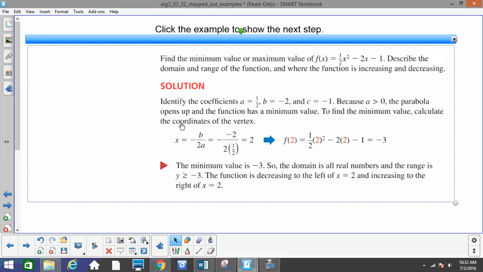So the minimum value is -3. The domain is all real numbers. The range is y is greater than or equal to -3. And it's decreasing on that left side and increasing on the right side.